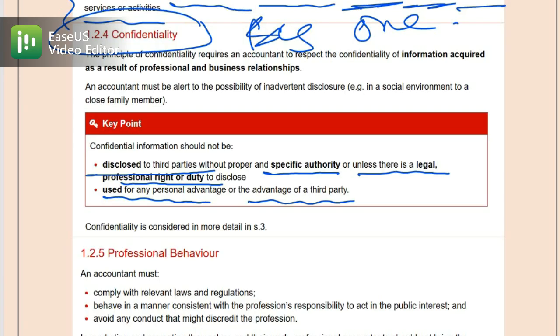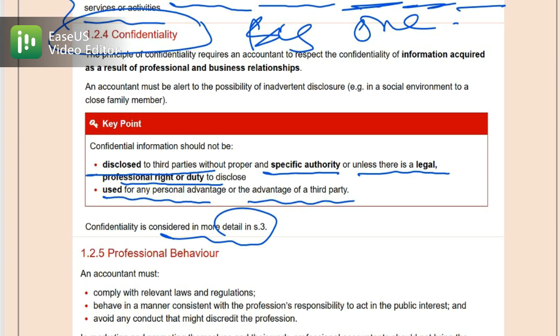For example, accidentally mentioning client information in a social setting to a close family member. You might not intend to breach confidentiality, but it still happens. So be careful. Okay. Now, this is important. There are situations where you can or must disclose confidential information. We will go through this in detail in section 3, where there are both statutory legal duties and professional duties to disclose in certain circumstances. So confidentiality is not absolute. We'll discuss this later in chapter number 3.